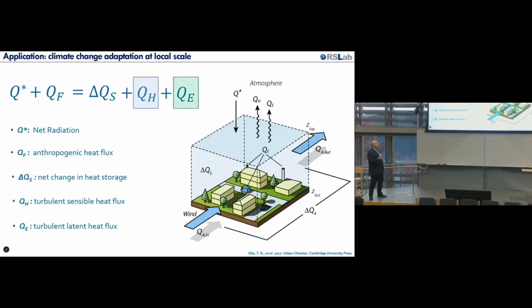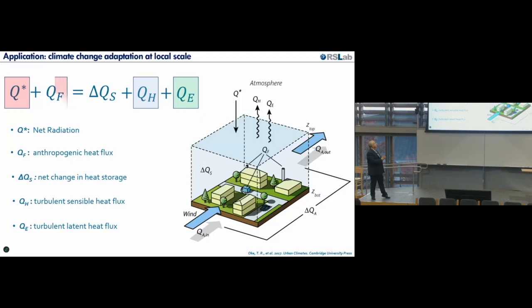How can we do it? By increasing the green and blue infrastructure in the city, by green walls, green roofs, and streets, etc. Or they can go to the other part of the equation here and reduce the Q star. How can we reduce the Q star? By using cool materials or super cool materials or techniques like daytime radiative cooling.